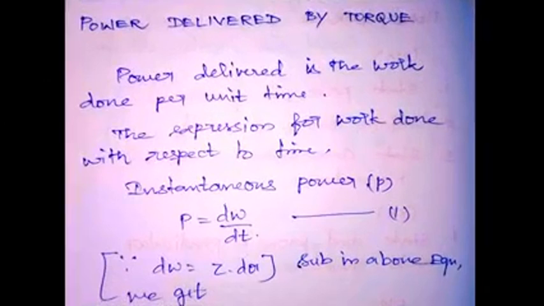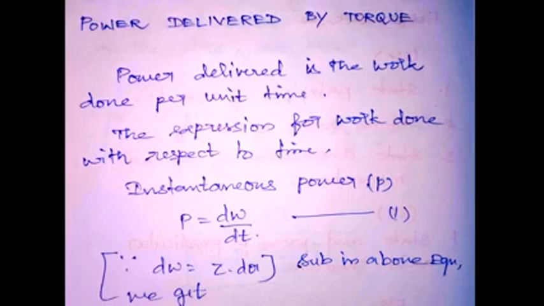First we are going to see power delivered by torque. We already know what power is. Power is nothing but work done per unit time. Here we are going to use the concept of power in relation to torque. Using the work done, we are going to calculate the power value, which will be related to the torque.